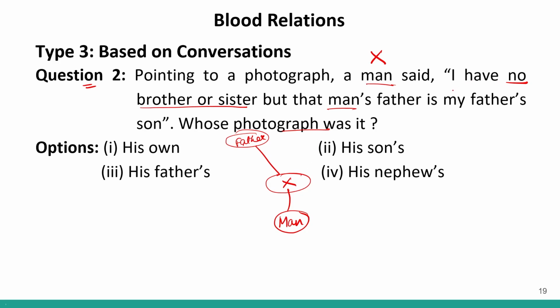So let us look over here. I have no brothers or sister, but that man's father is my father's son. So X will be over here. So whose photograph was it? It was his own son's photograph. So the answer will be option number 2, his son, since he does not have a brother or a sister. If it was not mentioned in the question whether he has a brother or a sister, the relationship could be of a nephew. But over here, it is mentioned specifically that there is no brother or sister. That means it would be X himself and the photograph would be of his own son. So his son would be the answer.